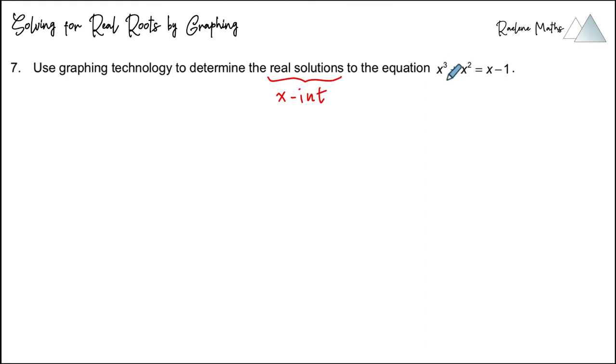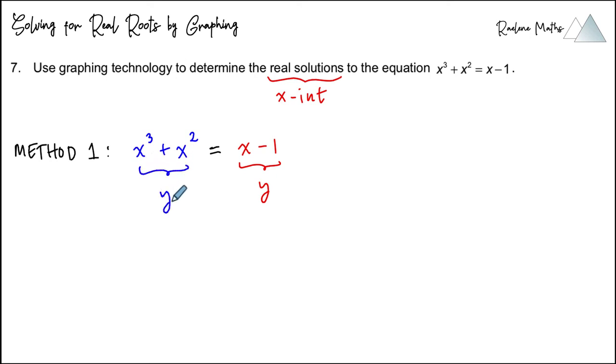Now, there's actually two ways that we can interpret this problem, so we'll look at method 1 and method 2. Method 1 first says, let's take a look at the left-hand side as a graph and the right-hand side as a different graph. I'm going to color code the left-hand side, x cubed plus x squared, in blue, and the right-hand side, a linear polynomial, x minus 1, in red. I'm going to let this be equal to y in red, and the left-hand side be equal to y in blue.